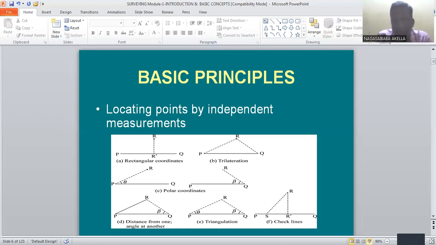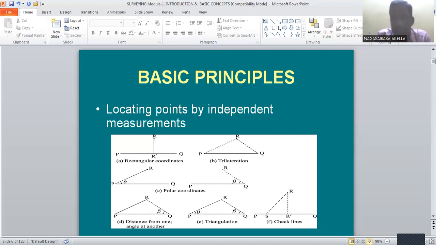Next one, F, check lines. Check lines means to check the accuracy of work. So PQ are our known reference points. RR dash is a perpendicular line to PQ. By using the 3, 4, 5 method or Pythagoras theorem, you can check RS. RS is the hypotenuse of triangle RR dash S, so it is a right angle triangle. If RR dash is 3 meters and R dash S is 4 meters, then RS will be 5 meters.